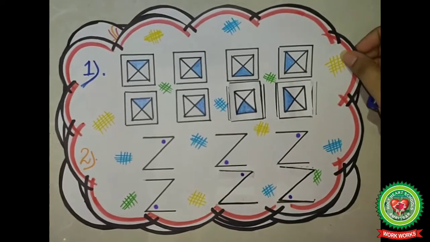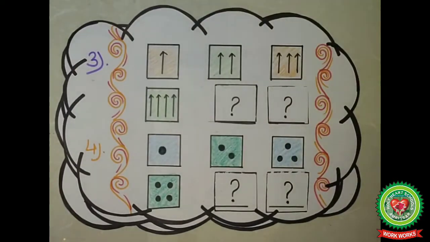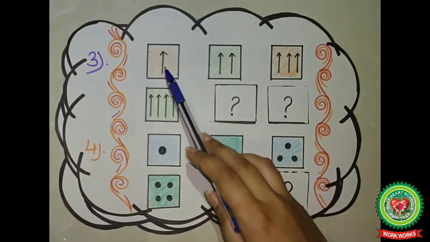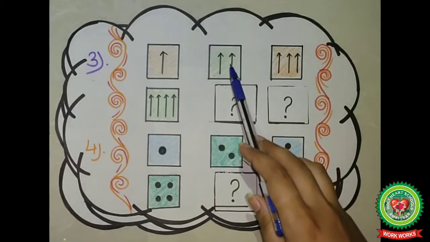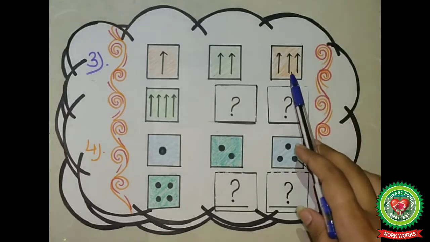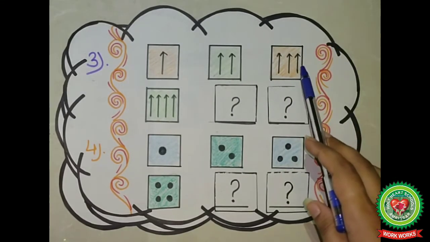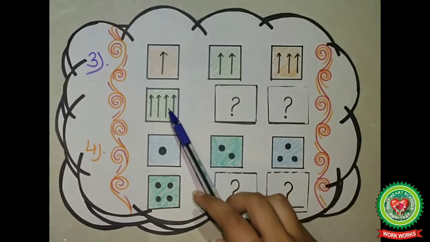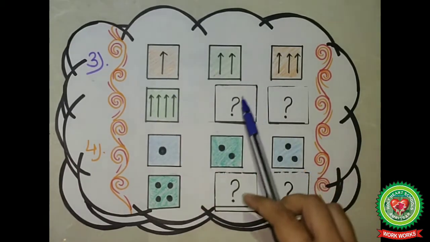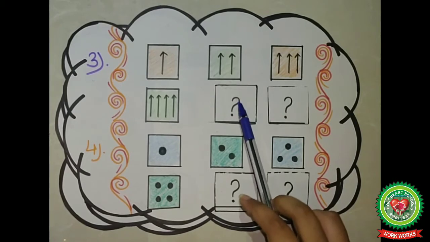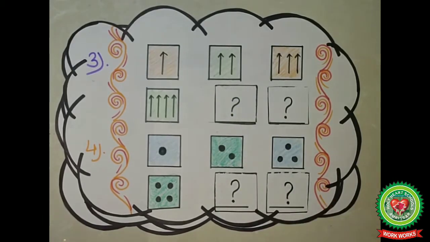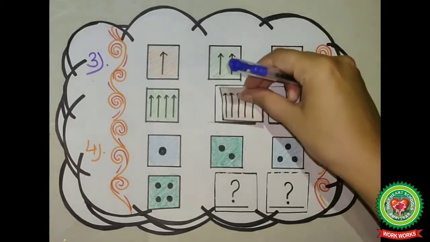Now coming to the next example, example number 3. There is a box and one arrow is there. In the second box, 2 arrows are there. In the third box, 3 arrows are there. In the fourth box, 4 arrows are there. Now students, you have to tell me how many arrows should be there. There should be 5 arrows.